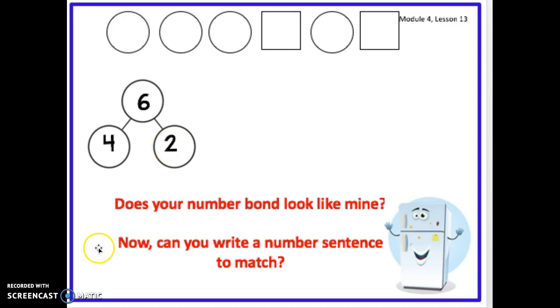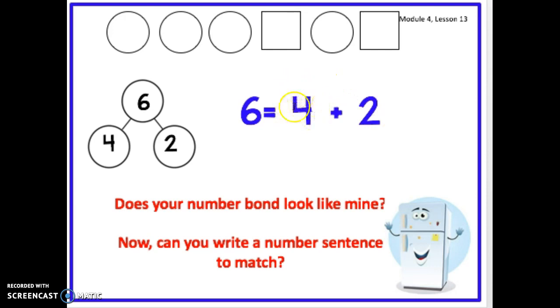Now, can you try writing a number sentence to match? Pause the video while you write a number sentence. Remember, start with the whole number. 6 equals. Did you write 6 equals 4 plus 2?